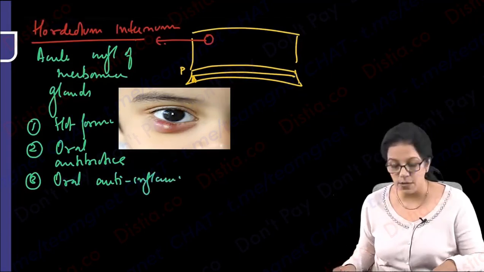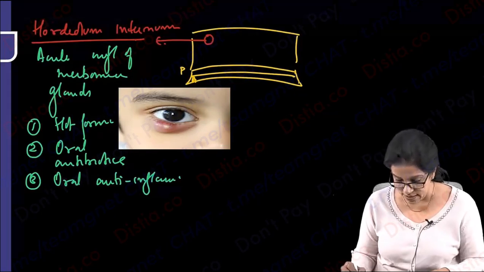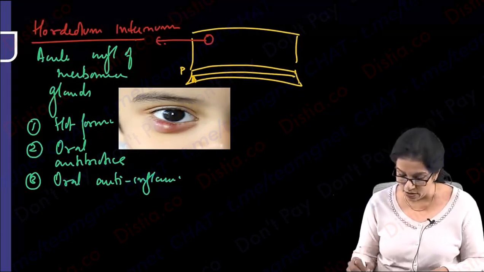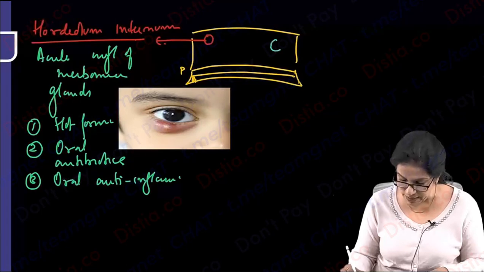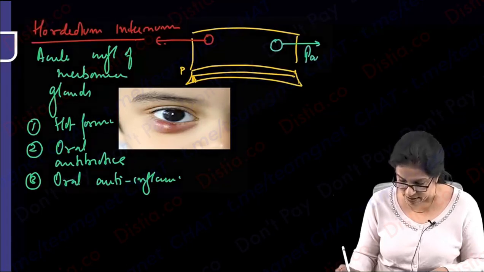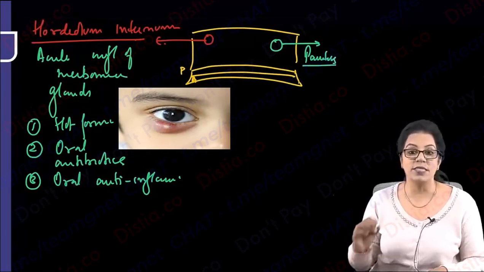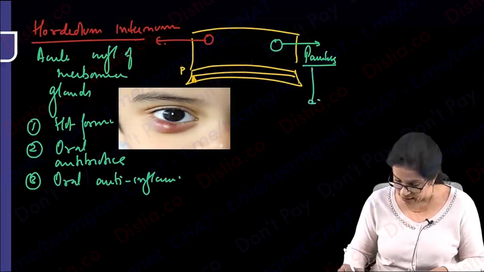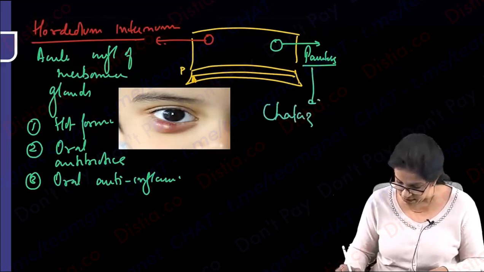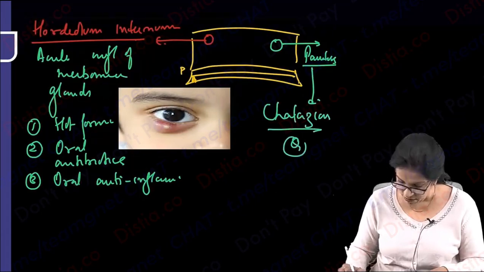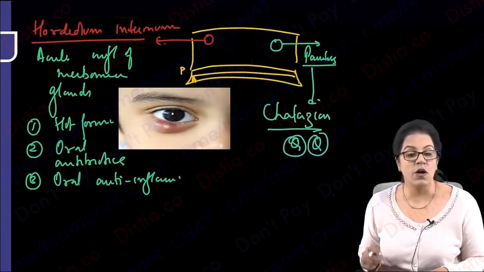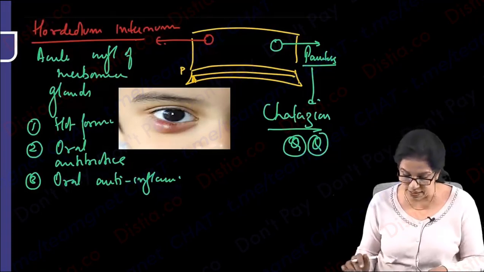What we talk about next is, what is chalazion? On the same diagram I am putting, this time it's a painless swelling on the lid. So the painless swelling on the lid, not margin, lid, on the tarsal plate. This painless swelling is chalazion. Repeated question, what is chalazion? So how do you define chalazion? They have asked you repeatedly.